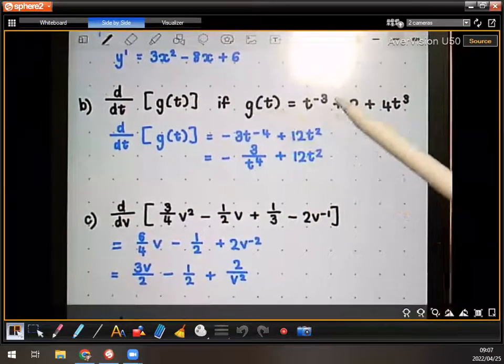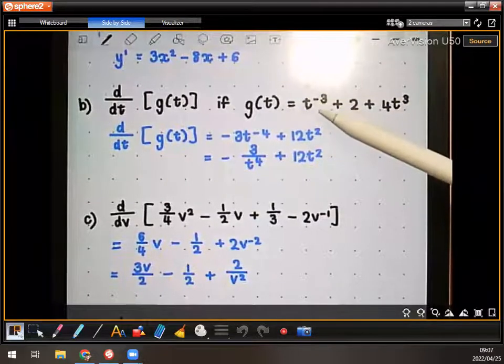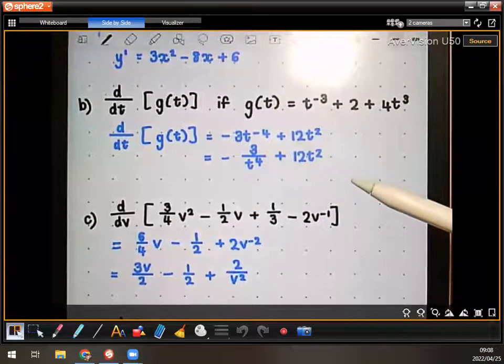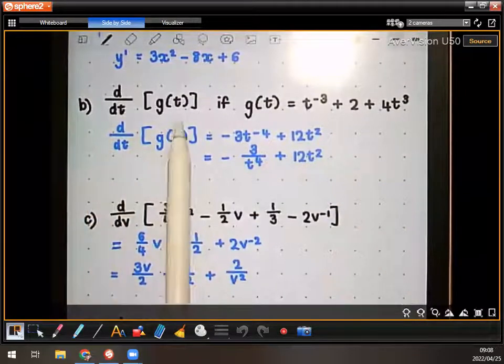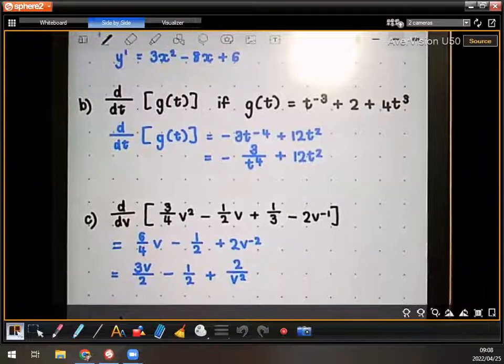If g of t is this. So again, you didn't have to change this at all. It was already written with this negative exponent. So you just apply that rule to each term. So the derivative of g is then equal to that. Unfortunately, guys, whatever notation they've given, you have to use. Okay, you can't change the notation if you don't like the one that they've given.